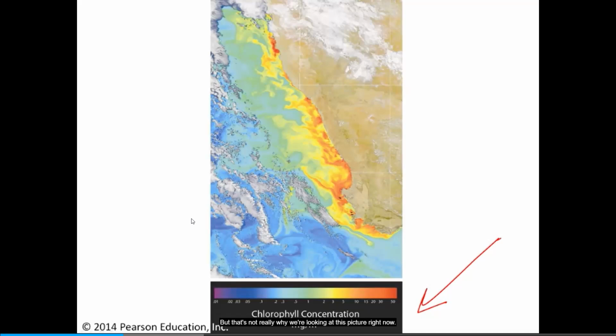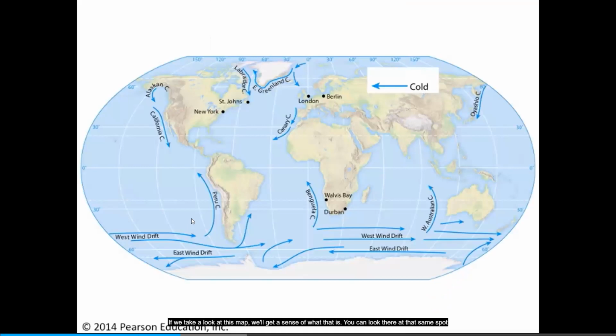But that's not really why we're looking at this picture right now. What we're looking at is that this chlorophyll is getting dragged off in strands, and these strands are basically being pulled off in a northwestward direction. So something's moving these strands of chlorophyll, these chlorophyll-rich waters, in that direction. If we take a look at this map, we'll get a sense of what that is. You can look there at that same spot in the smack dab middle of this map, near Walvis Bay, Namibia, and you can see that there's a current there, and that current is responsible for moving that chlorophyll up into the northwest. You can see that there are other currents, all of them cold here on this map, moving around the world ocean.